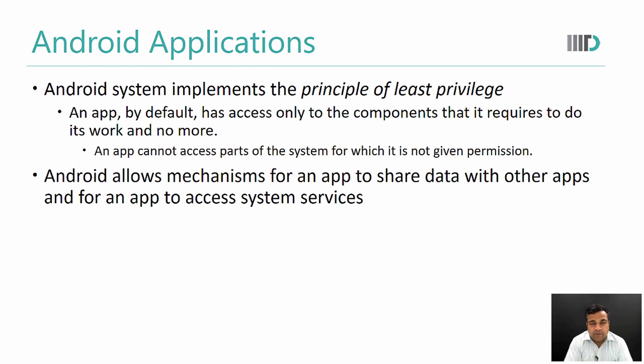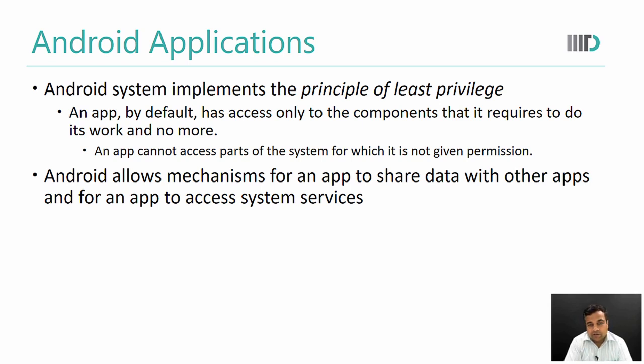The Android system implements what we call the principle of least privilege, which means that an application will have just as much privilege as it needs. That is, an application by default can access only the components that it requires to do its work and nothing more. So an app cannot access part of the system for which it is not given permission. This ensures that applications, maliciously or non-maliciously, do not affect the system at large.